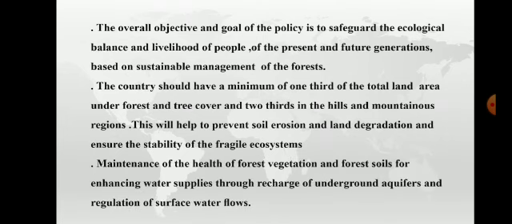Then, maintenance of health of forest vegetation and forest soils for enhancing water supplies through recharge of underground aquifers and regulation of surface water flow. So here you can see if forest and forest soil are there, it will help the underground water table to increase, isn't it? So that there will be regular supply of water.